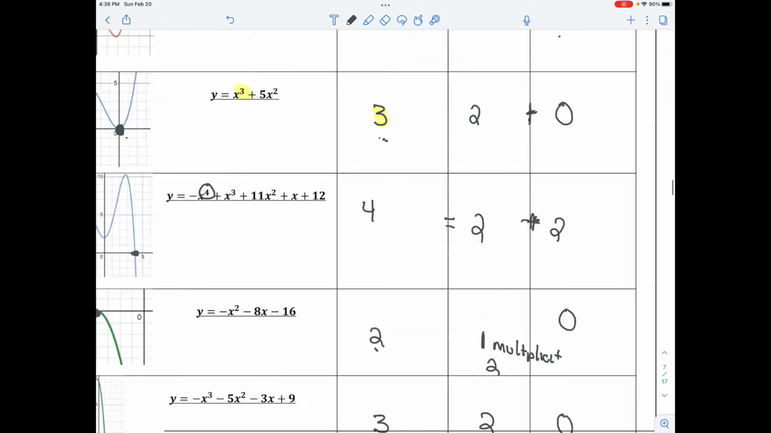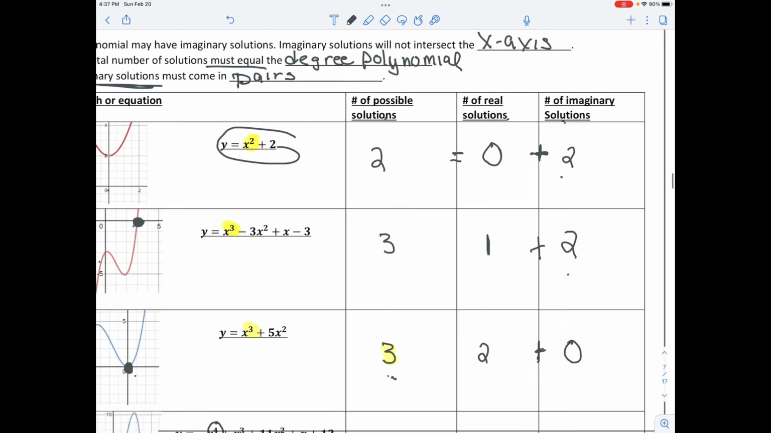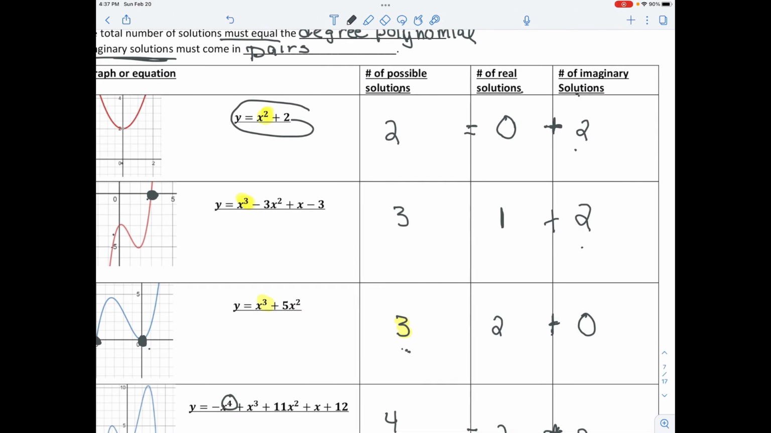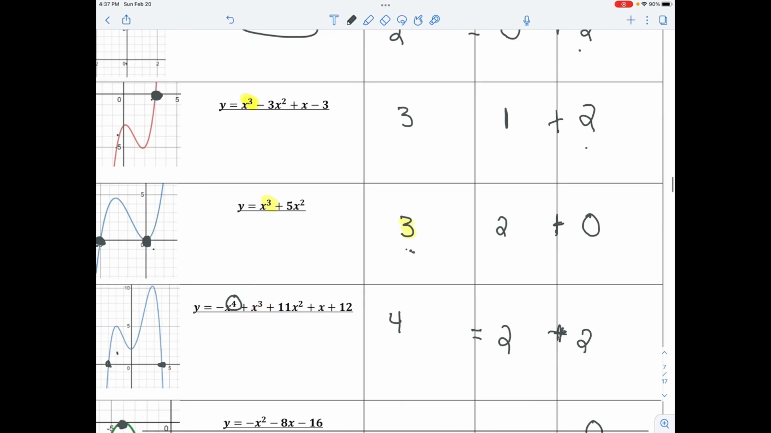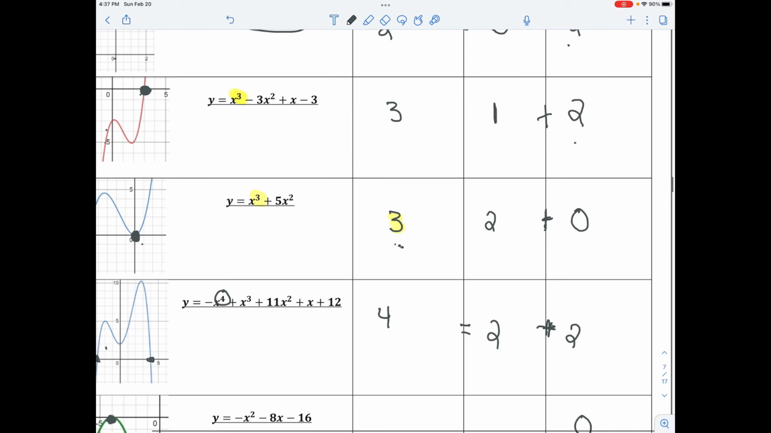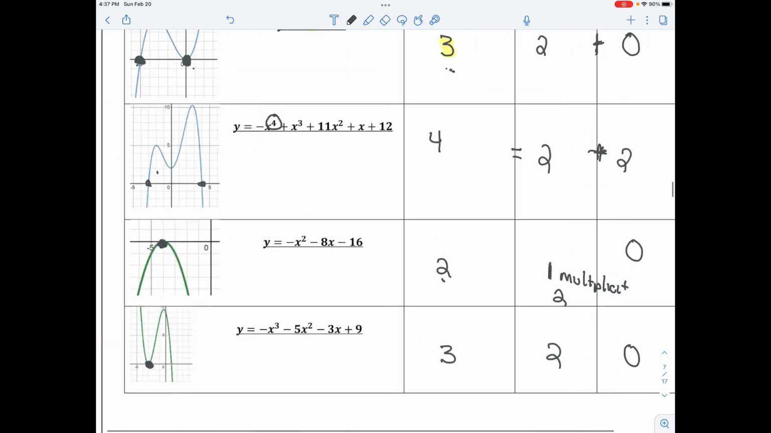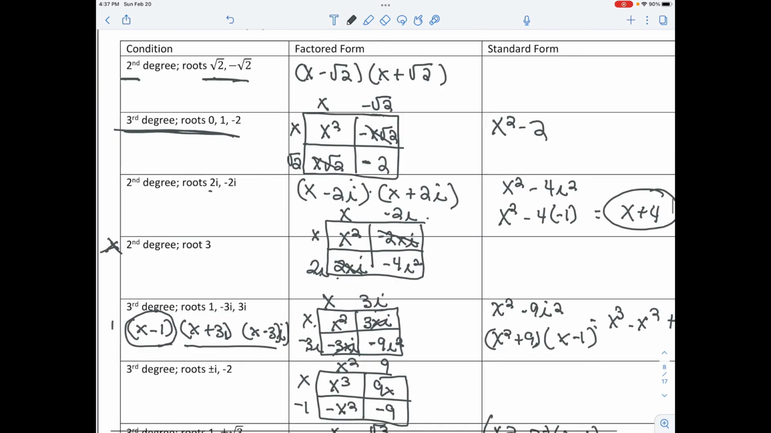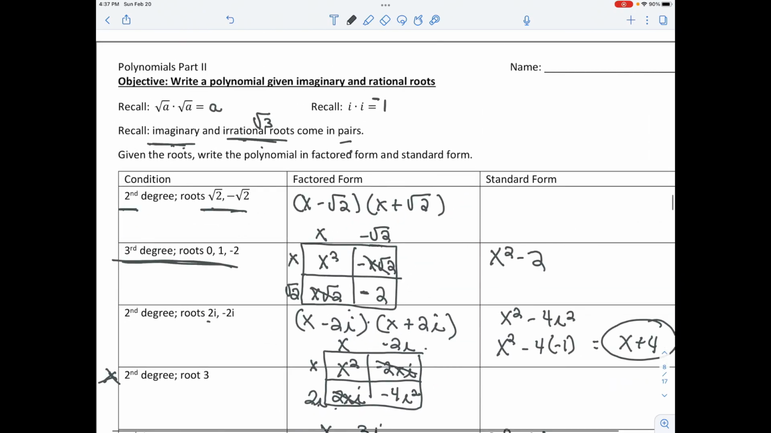Alright, so here's what we learned from this unit. The number of possible solutions must equal the number of real solutions plus the imaginary solutions. Imaginary solutions and irrational solutions come in pairs only. So if I'm not getting the correct answer, like I didn't get for x cubed plus 5x squared, then there's multiplicity involved, which we're going to talk about in the next couple of videos. And then if we're given the roots, we can write it in factored form, and then from factored form we can write it in standard form. Okie dokie, boys and girls.